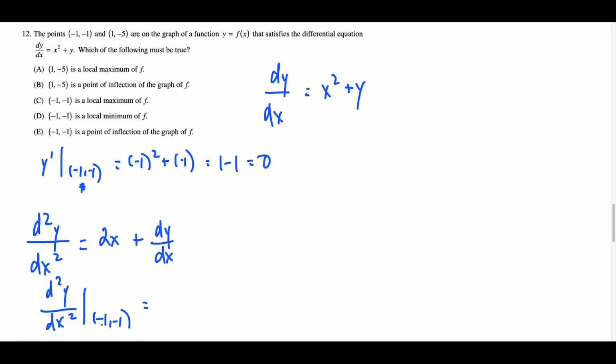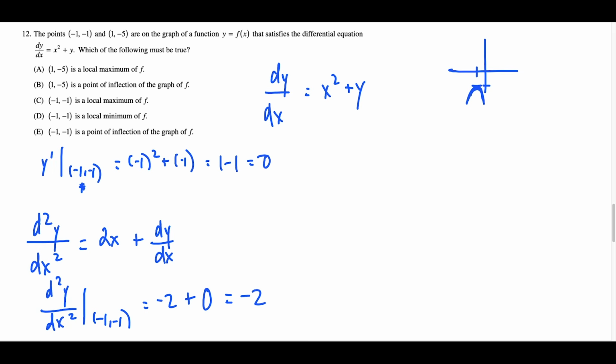So if I plug in -1, -1 into the second derivative, 2 times x is -1 gives me -2, plus, and remember, we just found the derivative at -1, -1 is equal to 0. So this tells me that my second derivative is negative at -1, -1. But now you have to think about this. The slope at -1, -1 is equal to 0, and the second derivative coming out negative tells us this function is concave down in this neighborhood, which means it's in the shape of an upside down U.